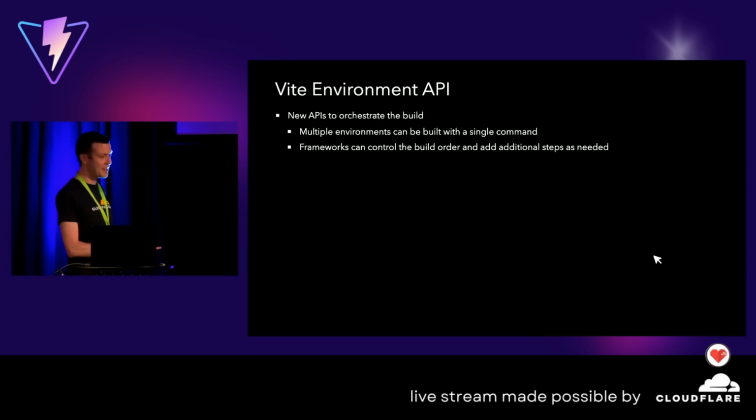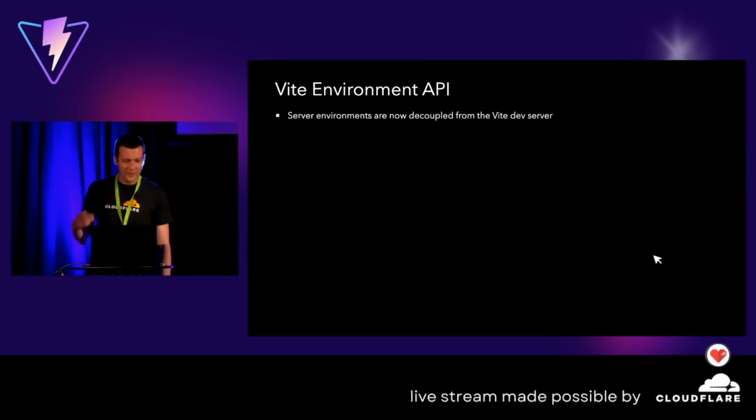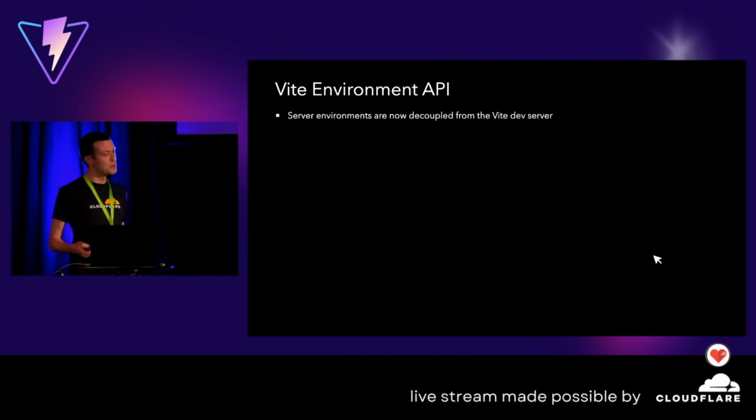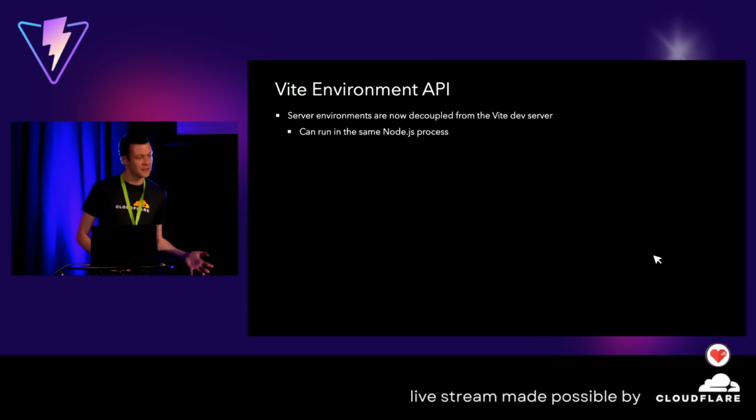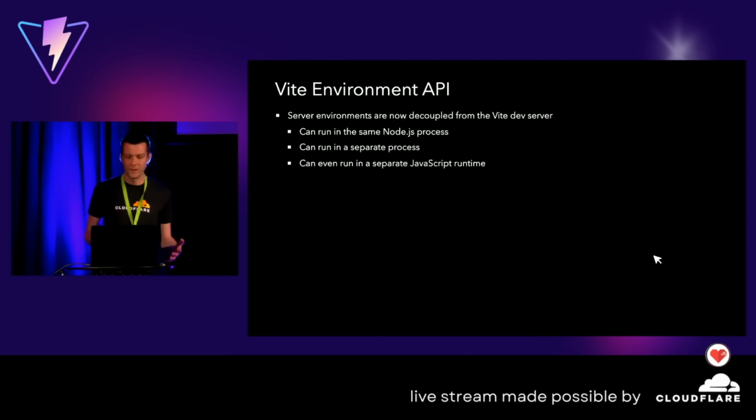So all this stuff already is a lot, right? But there's something else, and that is that server environments are now decoupled from the Vite dev server. So that means they can run in the same Node.js process, just like they did before. They can run in a separate process, or they can even run in a separate JavaScript runtime. And that's what brings us on to Cloudflare Workers and why this was a really interesting idea for us in terms of how we can improve developer tooling.